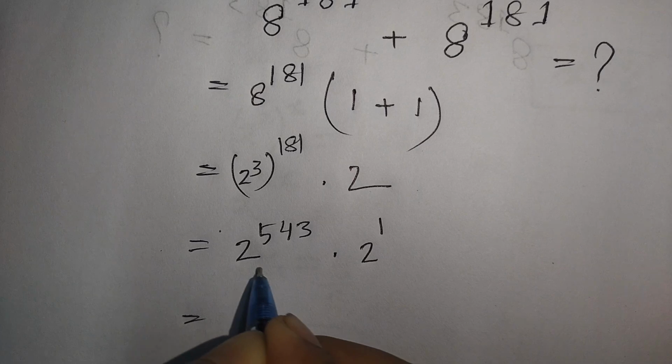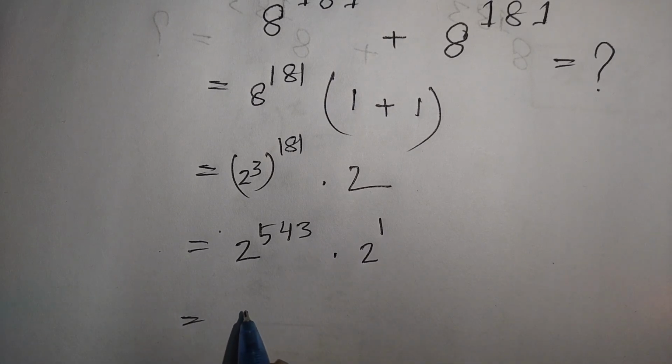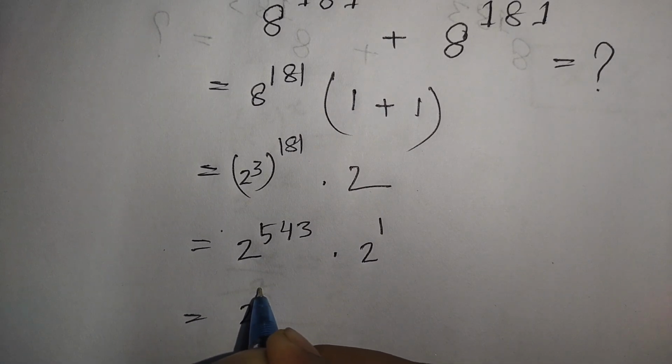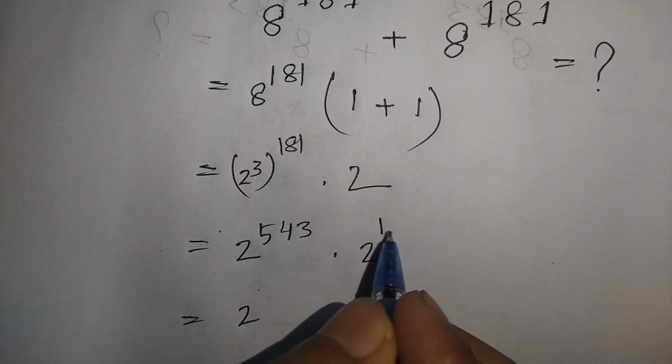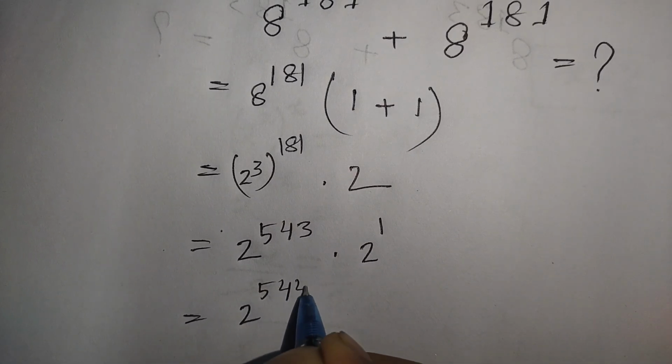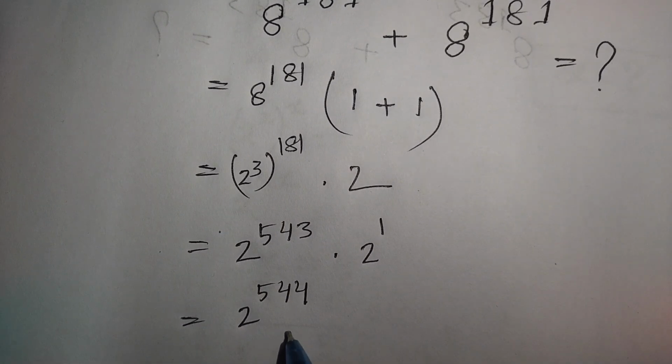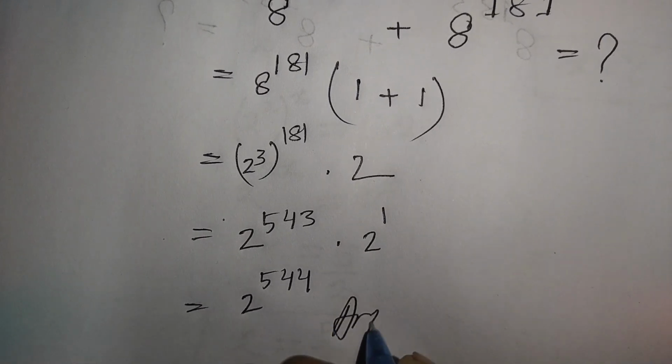Now we see that we have the same base but different powers, so we can write here 2 to the power 543 plus 1, that means 544. So 2 to the power 544 is the correct answer.